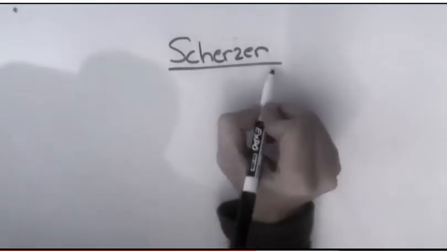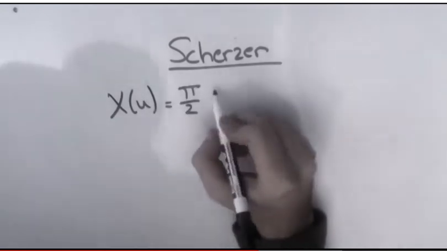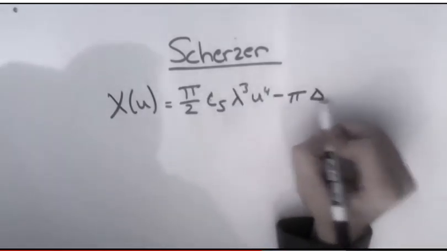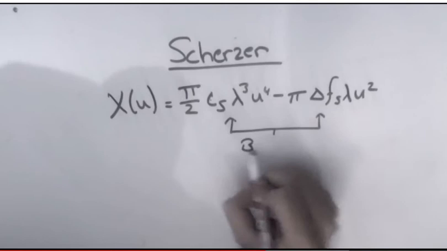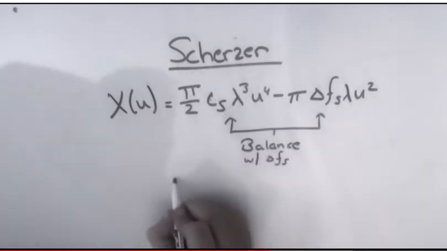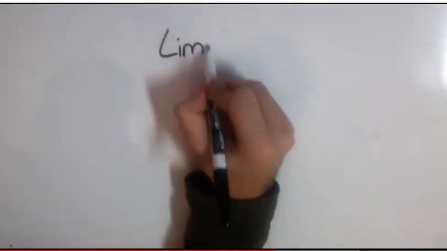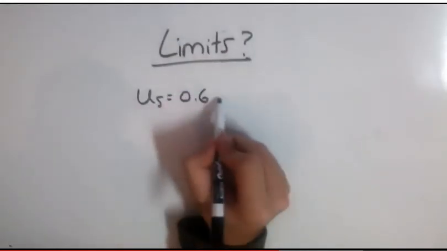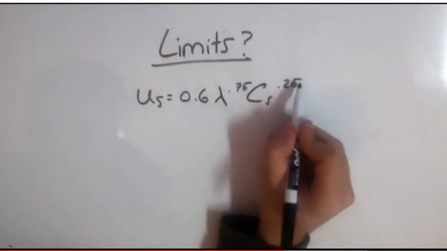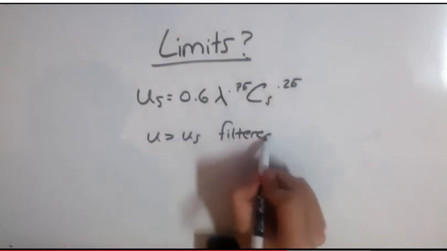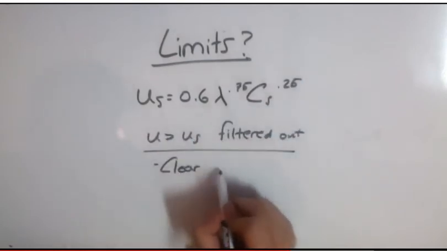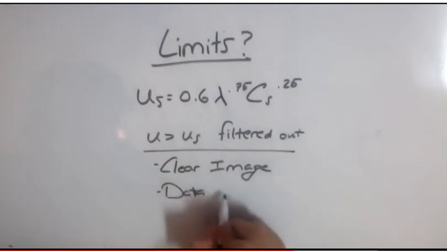The aim of Scherzer defocus is to balance the 2 sides of the difference in the aberration function. When solving for these conditions to get the aberration function to almost 0, you get the following expression. However, using this defocus value has some limits. When you solve for the corresponding spatial frequency, all frequencies above that are filtered out. This gives you a really clear image, but it removes data.